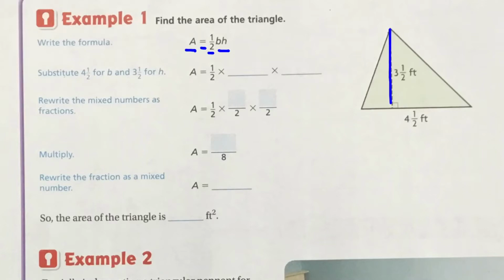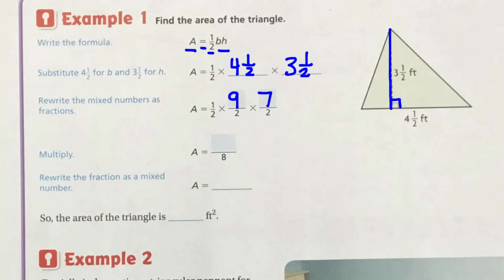Okay, here's my height. I know that because there's a right angle. So what's my height? 3.5 feet. Oh, let's do our base first because it's base times height. So what's my base? 4.5 feet. Okay, what's my height? 3.5. Okay, so let's make this into an improper fraction. So what's 4 times 2 plus 1? 9. What's 3 times 2 plus 1? 7. So now I have 1/2 times 9 halves times 7 halves.